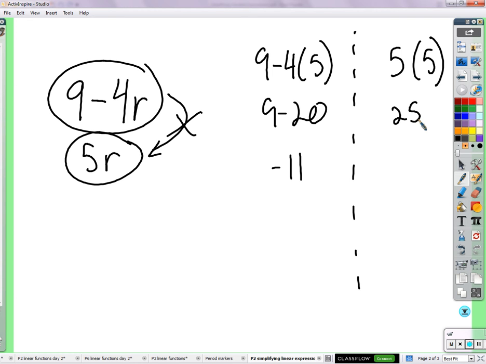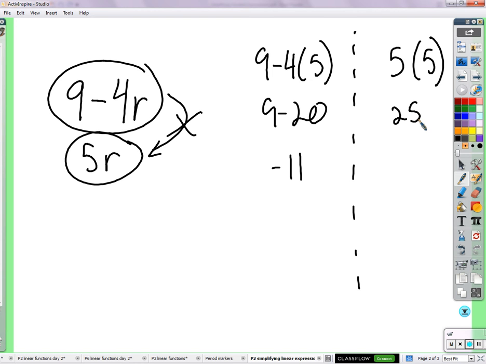Okay, yes? I also realized 4R is a type of multiplication, so you're supposed to do 4 times 5 before you subtract from 9. Good observation. So it's a different kind of argument coming from order of operations, right? Multiplication needs to happen before subtraction.